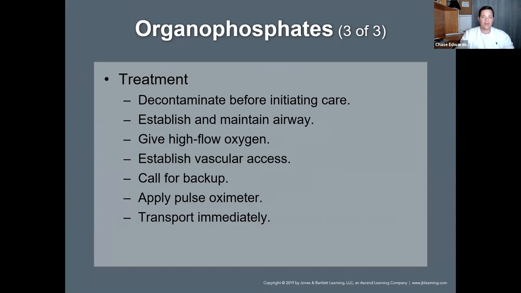So, as before, we talked about the contaminated clothing. Also, same care, right? ABCs, high flow oxygen, IV access, call for backup, pulse ox, transport immediately. Nothing new there. Now, in the military, we developed antidotes to the nerve gas that can be administered if they're available and indicated. The most common antidote is called a DuoDote kit, the antidote treatment nerve agent auto-injector, which is called the ATNAA, and the Mark I kit.